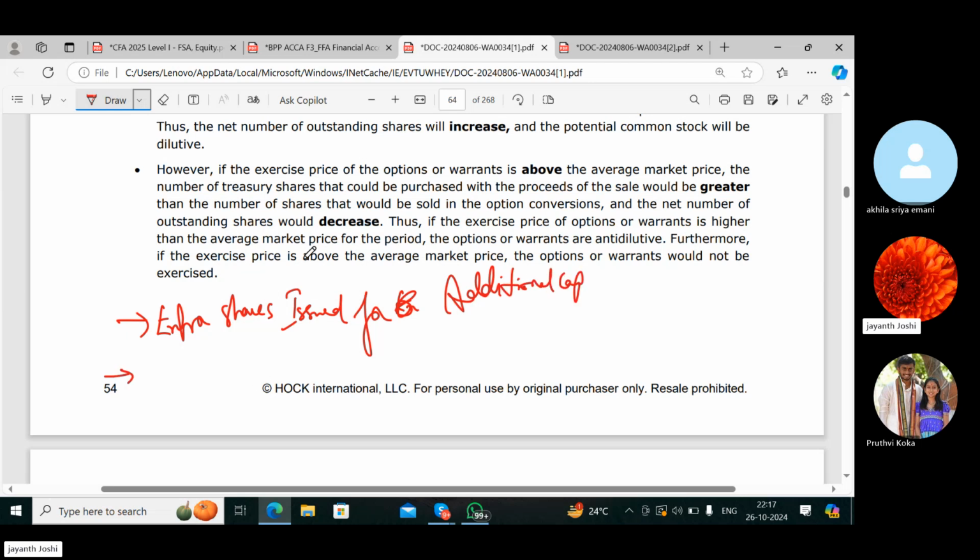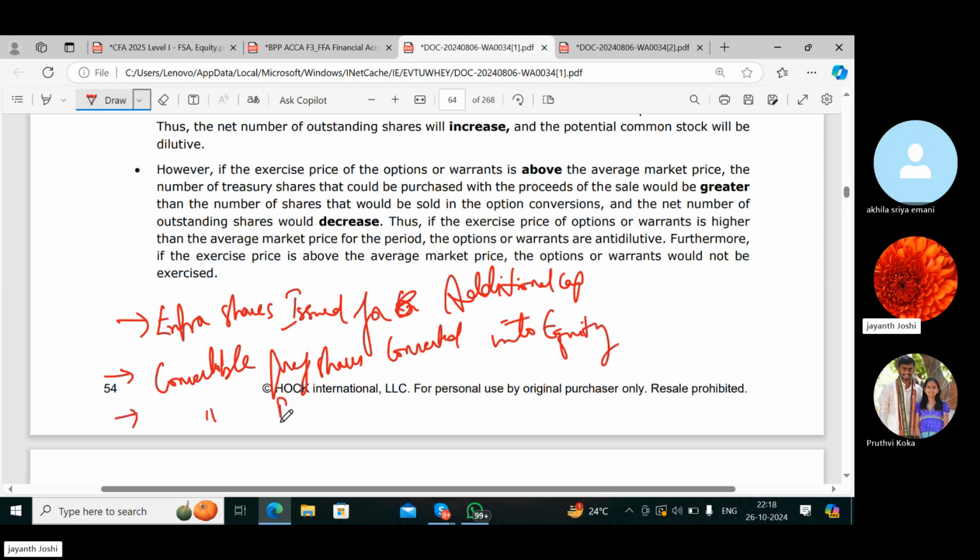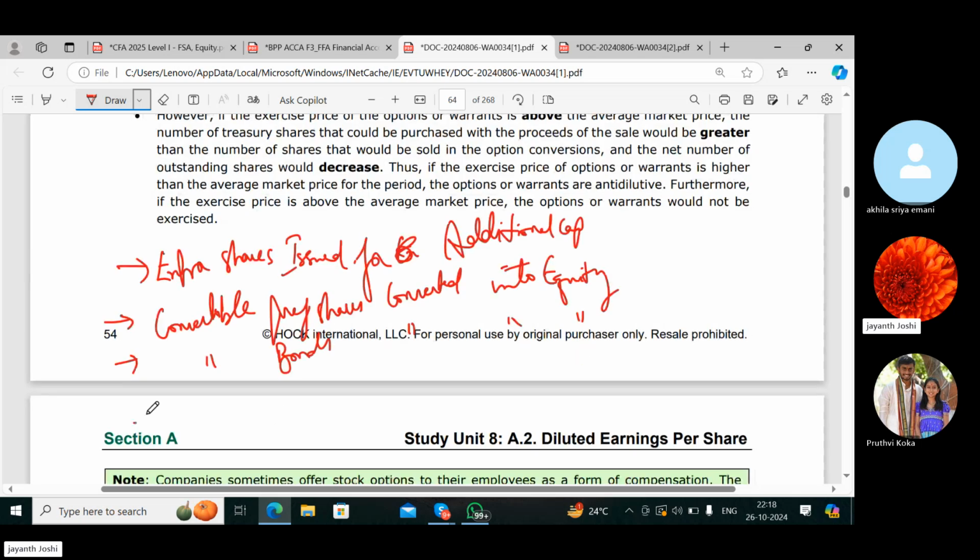Second reason can be convertible preference shares converted into equity. Third reason can be convertible bonds converted into equity. So this all will convert into equity shares and the number of equity shares will increase.